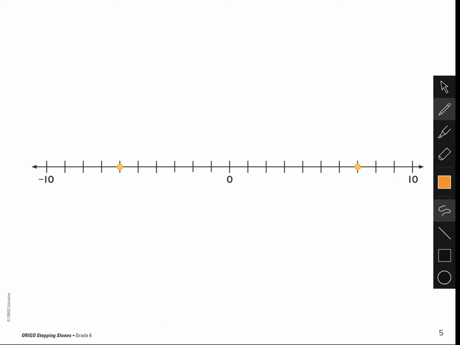Okay, let's go ahead and do some more practice. So first of all, we need to find out what these numbers are on our number line. This would be, going to the right, 1, 2, 3, 4, 5, 6, 7. And this one is -1, -2, -3, -4, -5, and -6.